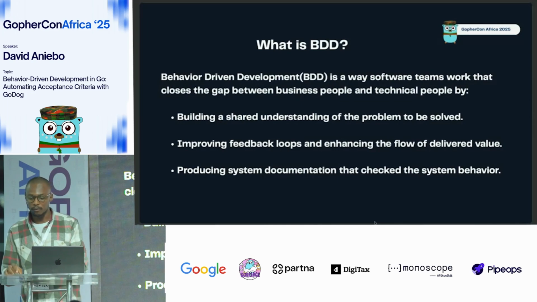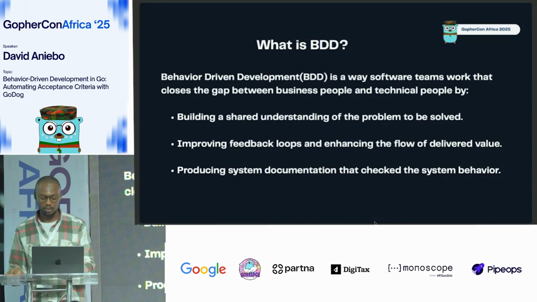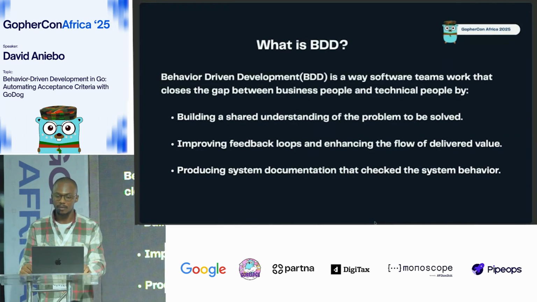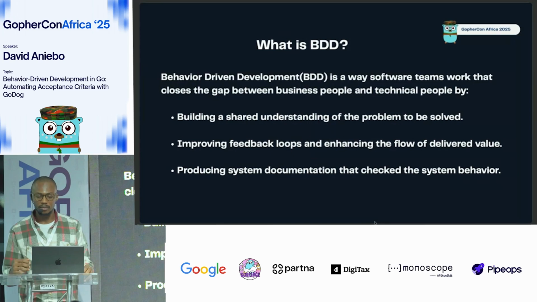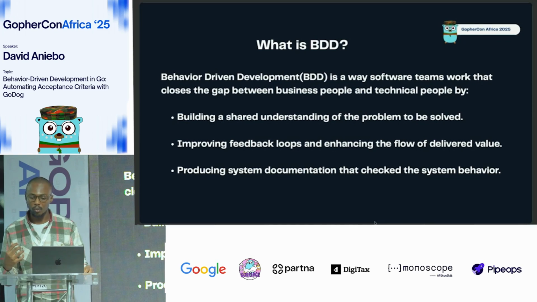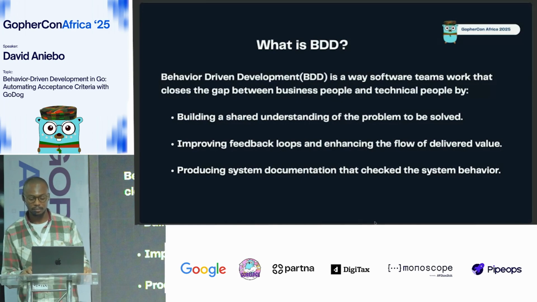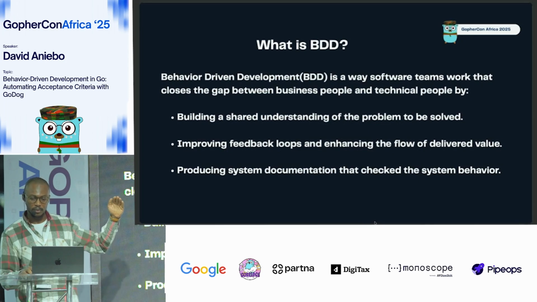Here we involve the business team, the development team, and also the testing team. It also helps us improve feedback loops and enhance the flow of delivered value. Because when it comes to behavior-driven development, the main aim is delivering valuable, working software. We are solving the problem from the user's perspective, not what we understood, but what needed to be solved. It also helps us produce system documentation and check the system behavior, because we all have our scenarios written down and we can go through each of the scenarios step by step.